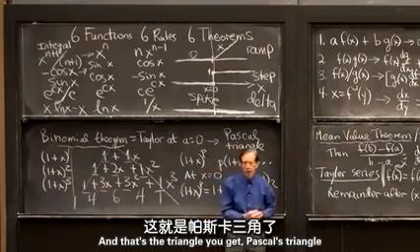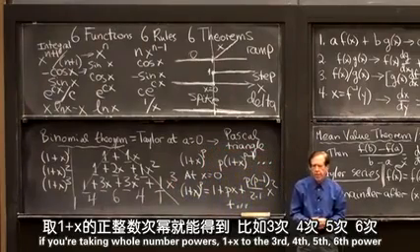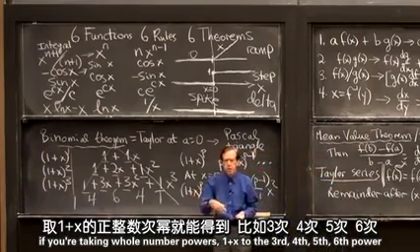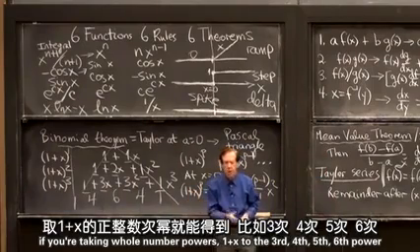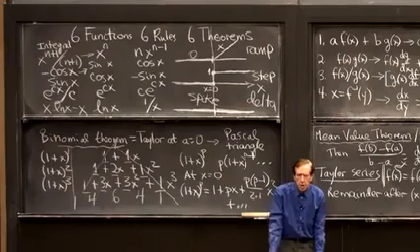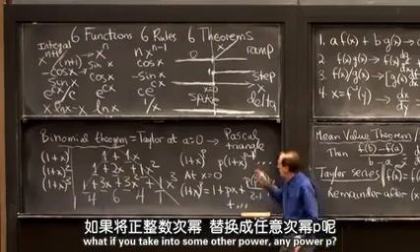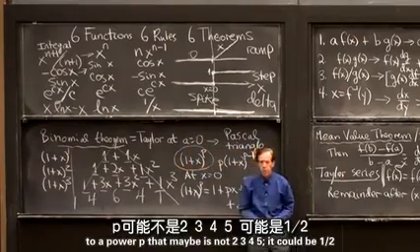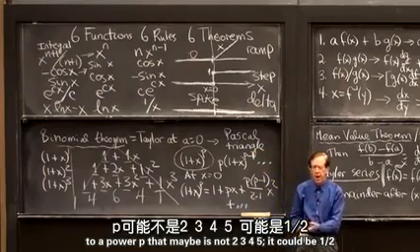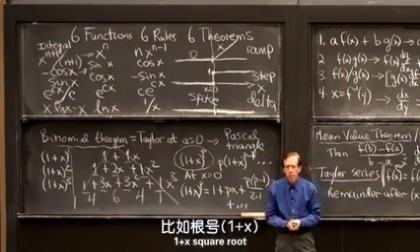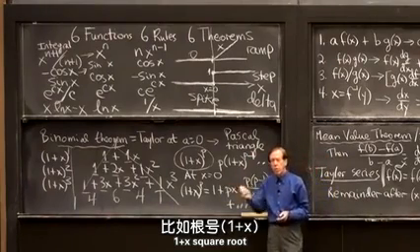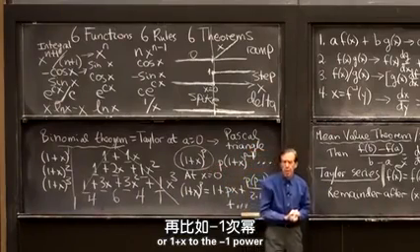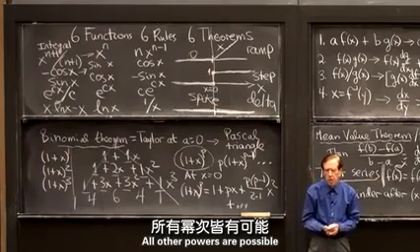And that's the triangle you get, Pascal's triangle, if you're taking whole number powers of 1 plus x: third power, fourth power, fifth power, sixth power. But what if you're taking some other power, any power p? So now I'm interested in this guy, to a power p that maybe is not 2, 3, 4, 5. It could be 1/2, 1 plus x square root to the 1/2 power. Or 1 plus x to the -1 power. All other powers are possible.